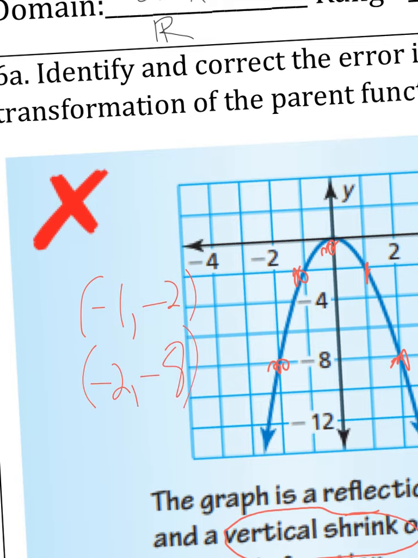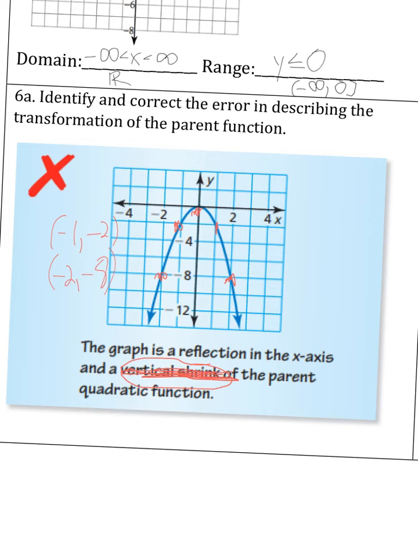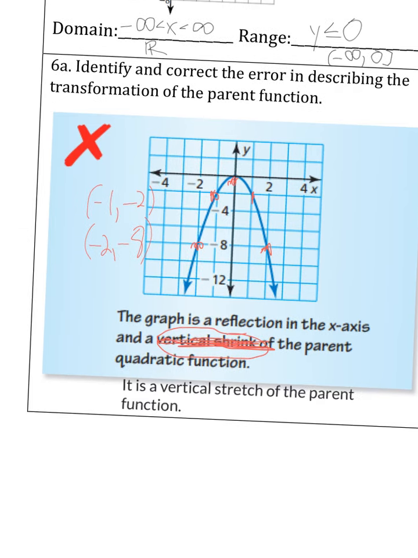So you tell me, is it vertically shrinking or vertically stretching? Because I think it is actually a vertical stretch. So I'm going to cross that out and write vertical stretch instead. Okay, so I wrote that below. I'll put a check mark by this reflection in the x-axis because that was true. I don't want y'all to think that that part wasn't true.